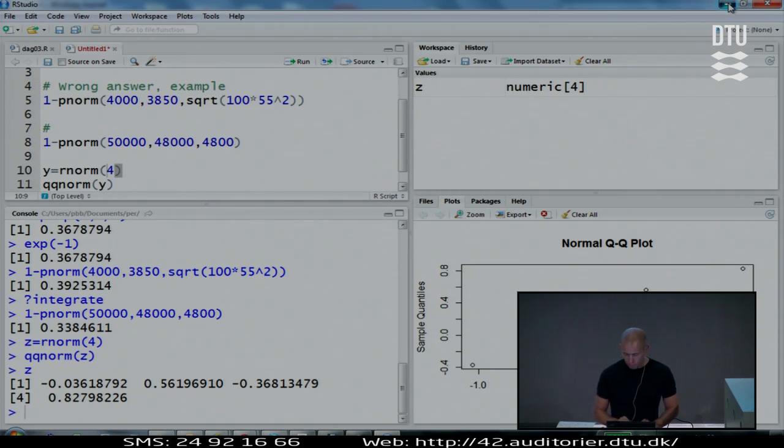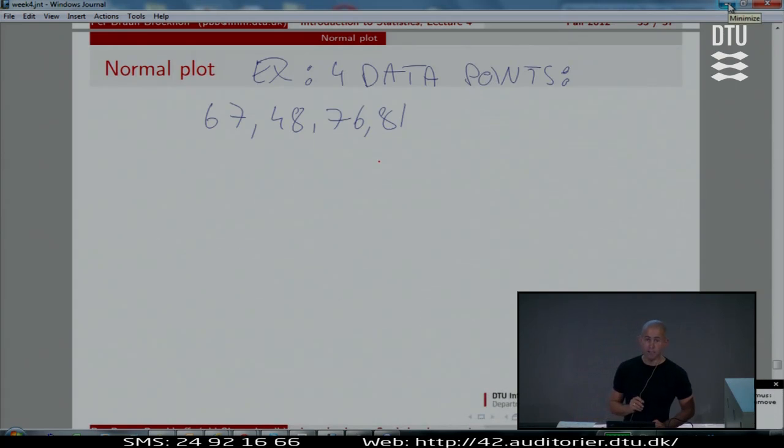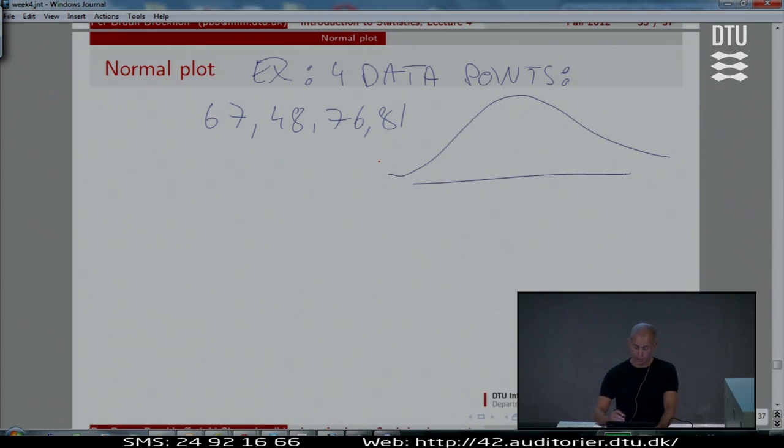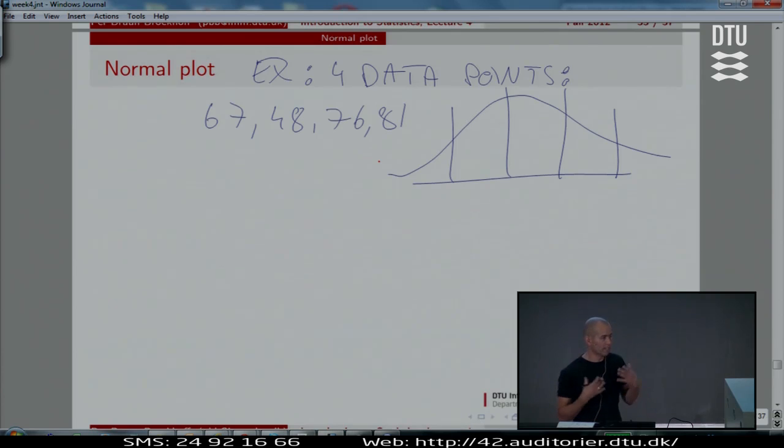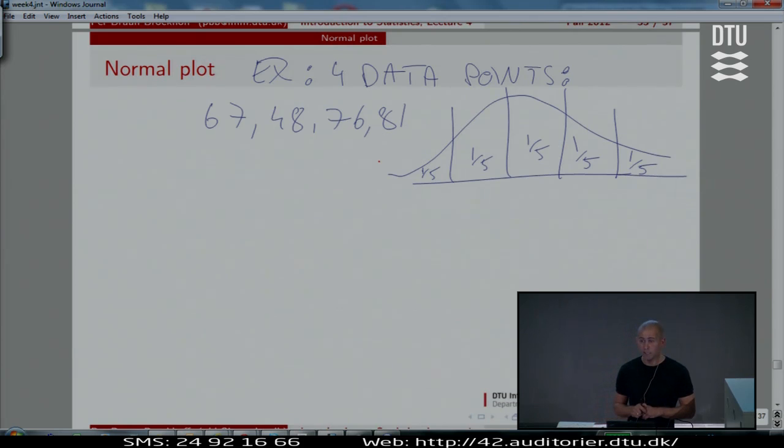Well, here's the thinking of the book. The book and R think a bit differently from each other here, but I'll tell you both. The thinking of the book, the formal definition, would be: when I have 4 data points, how should they be positioned if they should fit exactly with coming from the normal? That's the idea. Then, if I have 4 points, I would say 4 points split the whole space into 5 pieces.